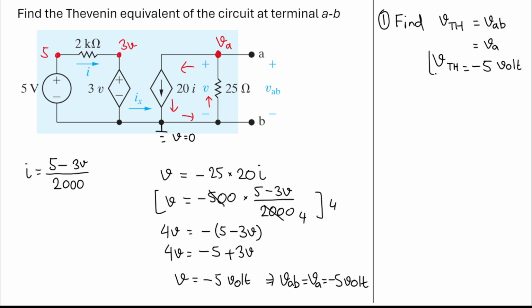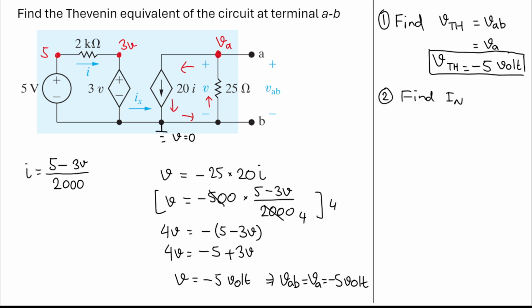Okay, and I think that is good here. Now let's move on to the second step. Usually if we find the Thevenin equivalent, we find VTH and then RTH. However, because of these dependent sources, instead of finding RTH, we can find the Norton current. Find IN.